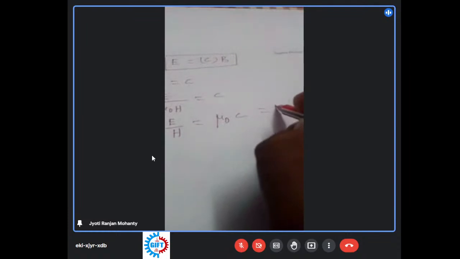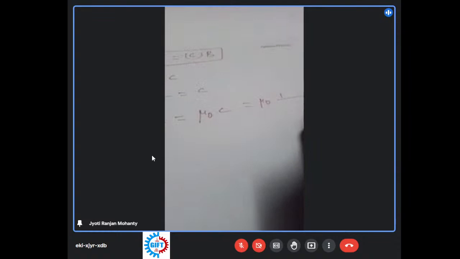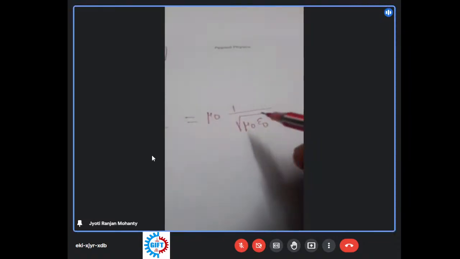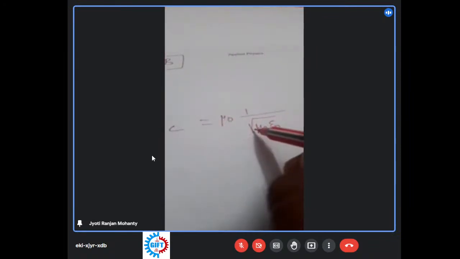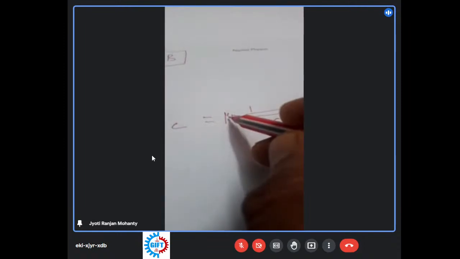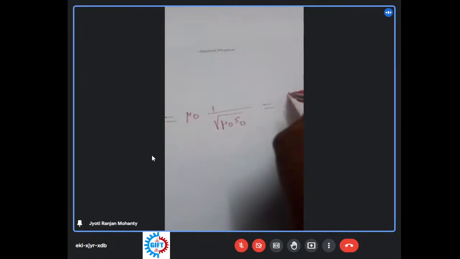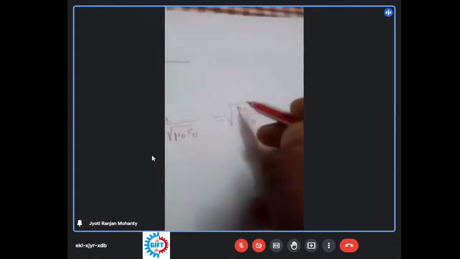Mu naught into C is nothing but 1 by square root of mu naught into epsilon naught. We know its value, but mathematically this is the formula. So here the square roots cancel. What remains is the square root of mu naught by epsilon naught. So we got E by H is equal to the square root of mu naught by epsilon naught.